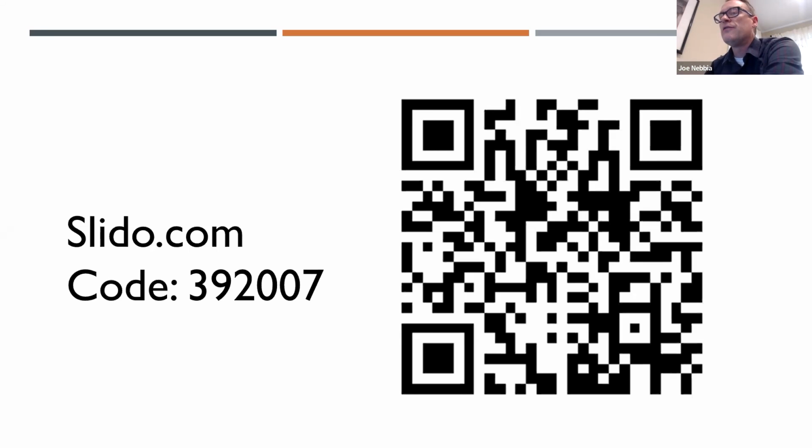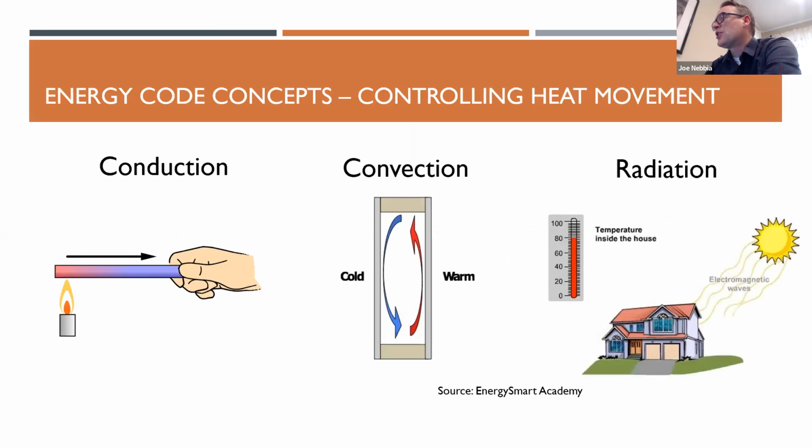So looking forward to using that as we go through. Just a quick recap. We covered this in the last module, but it's relevant to how we talk about the code requirements. When we talk about insulation and window requirements, they're really trying to do one primary thing, and that is to control the movement of heat across the building envelope. That's what the energy code is concerned with.